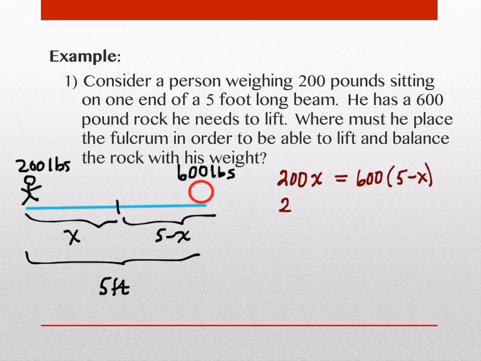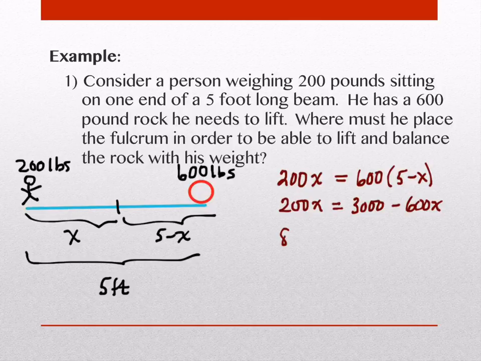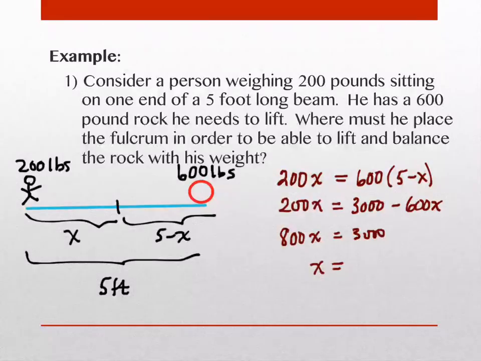Absolutely. So I have 200x equals, what's 600 times 5? 3,000 minus 600x. Can add my 600x to the other side, so I have 800x equals 3,000. And if I divide, what is 3,000 divided by 800? 3.75, and this is measured in feet, right?